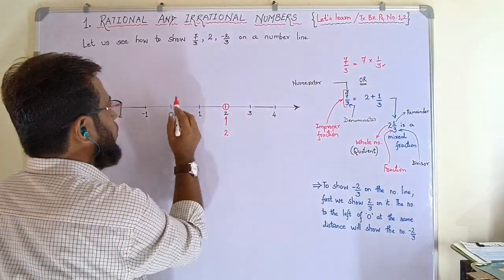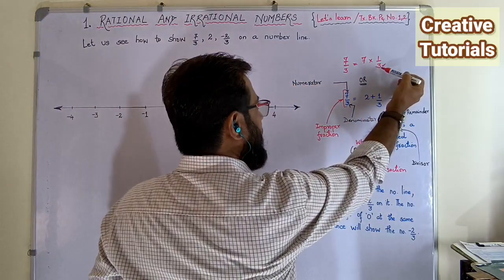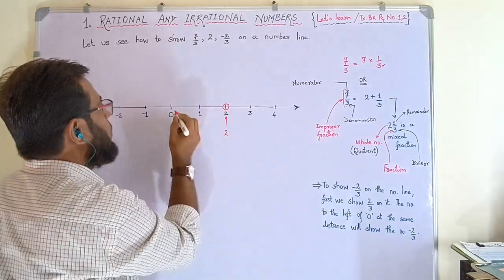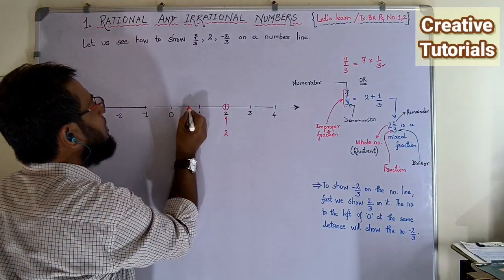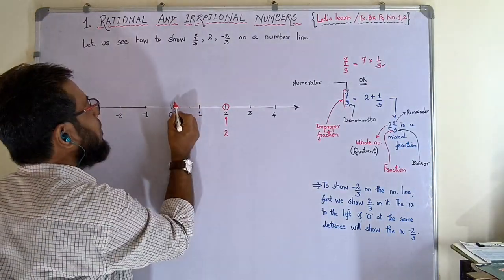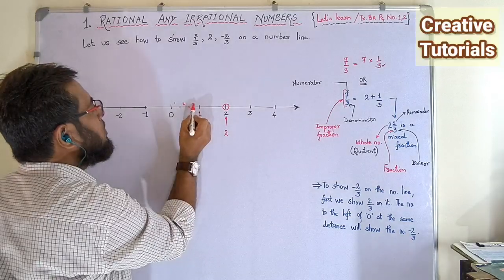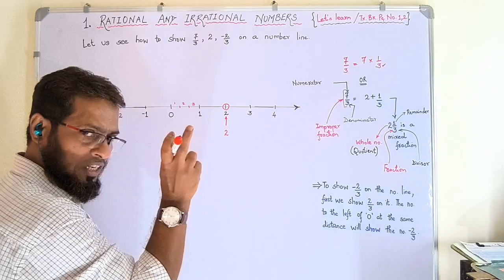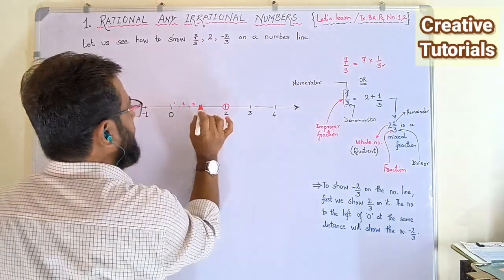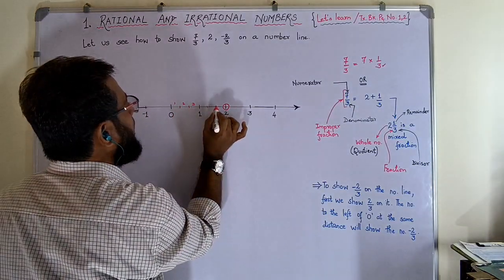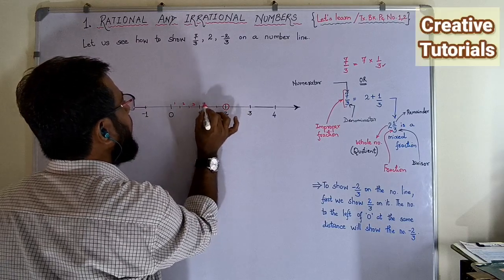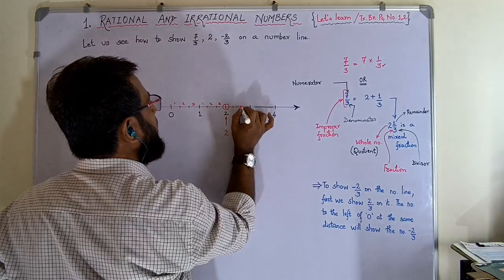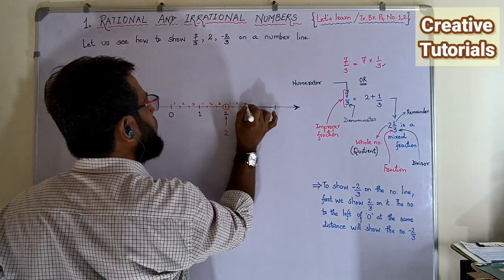So what I will do is, since I have denominator 3, we will divide each unit into 3 equal parts. So suppose I do it like this, 1, 2 and 3. Correct? That means I have divided my 0 to 1, this 1 unit, into 3 equal parts. Same thing I will do here also, 1, 2, 3. Same thing over here, 1, 2, 3.